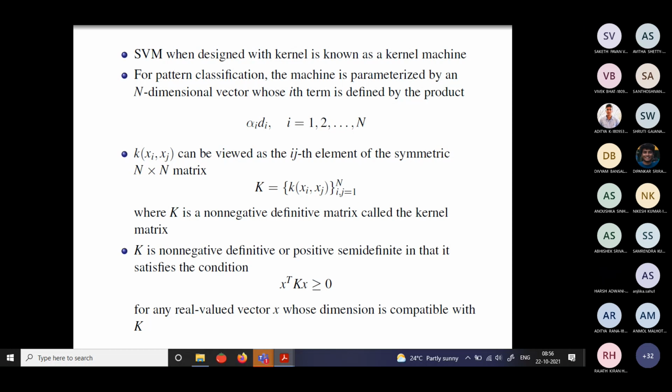And K is a kernel. The kernel matrix is a PSD, that is positive semi-definite. So it should satisfy this property: x^T K x, right? And this value should be greater than or equal to 0 for any real vector x whose dimension is compatible with K.